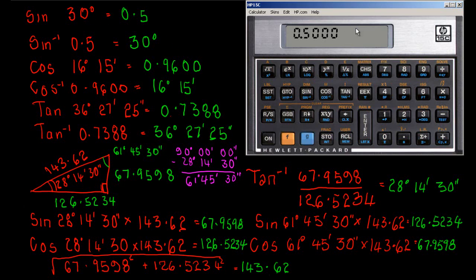Now, there's our 0.5, and of course, one would hope that if we did the inverse, sine to the negative 1 of 0.5, we would get 30 degrees. So let's just confirm that, sine to the negative 1, and here it is, 30 degrees. So when we're working with round or integer numbers of degrees, we don't have too many problems.